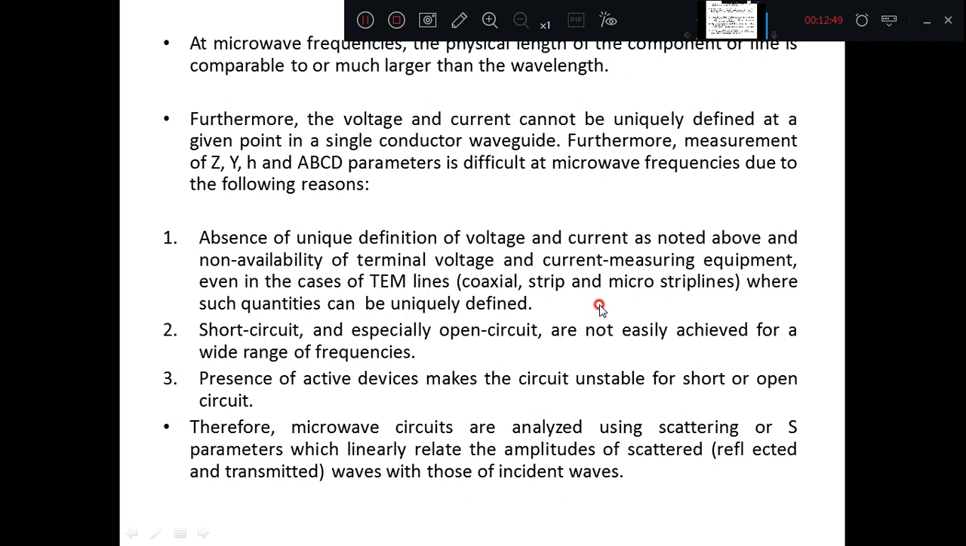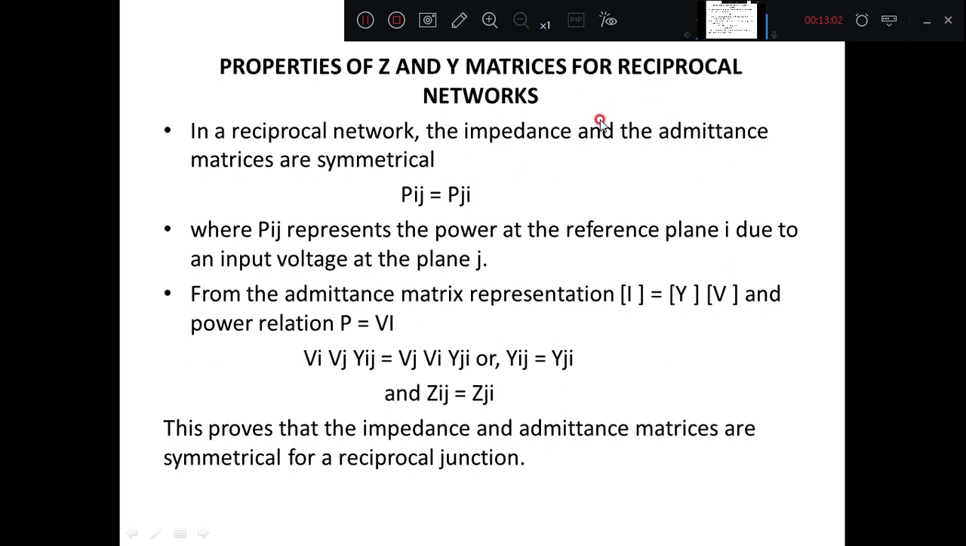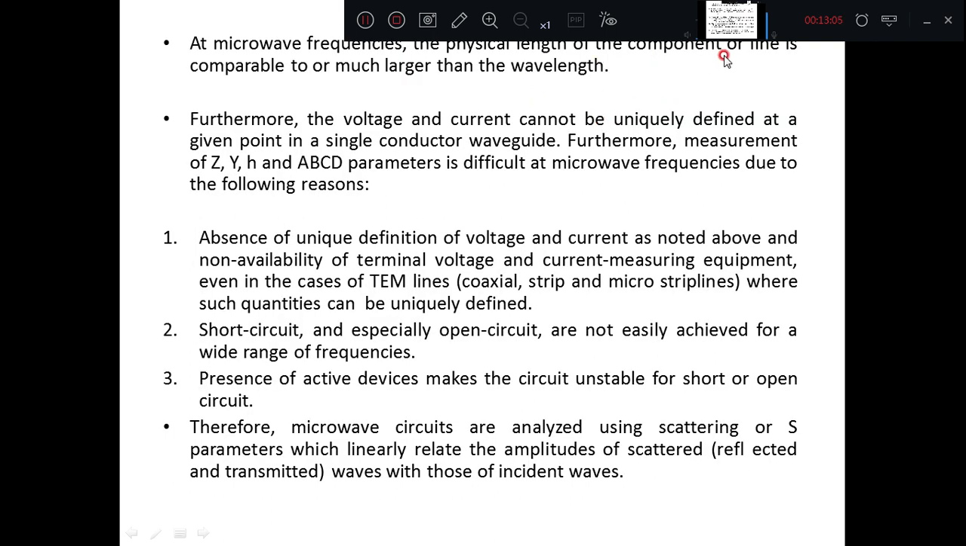And at microwave frequency, this point is already discussed in the previous slide, that the physical length of the component of our line is comparable to, or much larger than, the wavelength. What I pointed out in the previous slide is what? For very low frequency, the physical length or the physical size of the network is very small compared to the wavelength of the signal being transmitted.